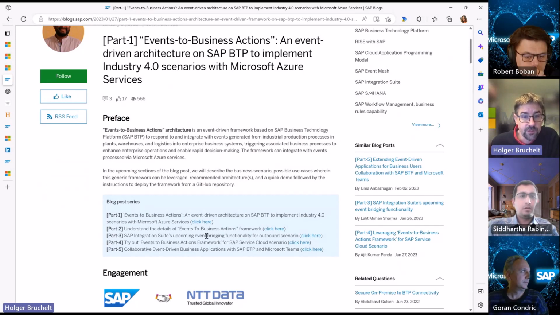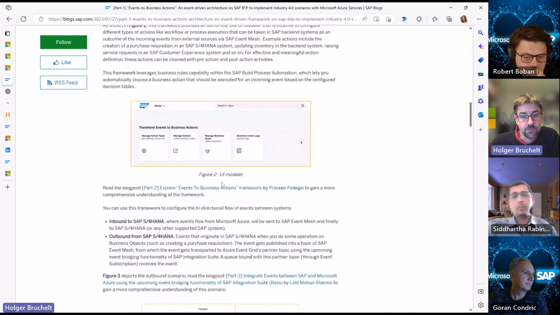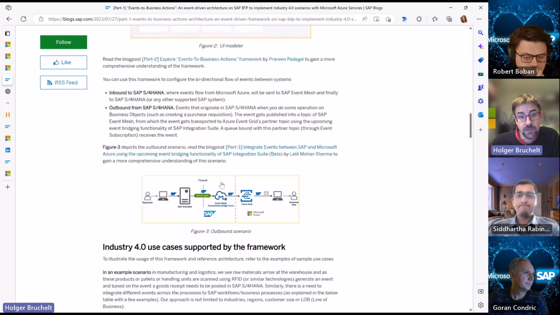So first of all, in the context of IoT, then similar to what Uma talked about, the whole Teams integration, and the different frameworks that are available on the BTP. So I think this is a really nice blog post series that talks about the whole eventing scenario.